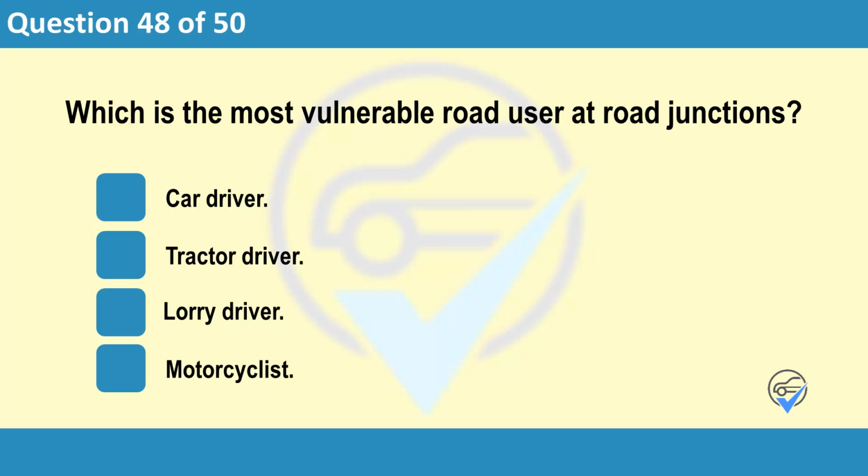Which is the most vulnerable road user at road junctions? Car driver, tractor driver, lorry driver, motorcyclist. Pedestrians and riders on two wheels can be harder to see than other road users. Make sure you look for them, especially at junctions. Effective observation, coupled with appropriate action, can save lives.